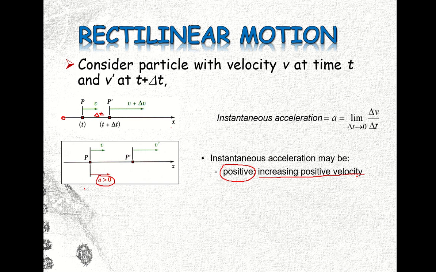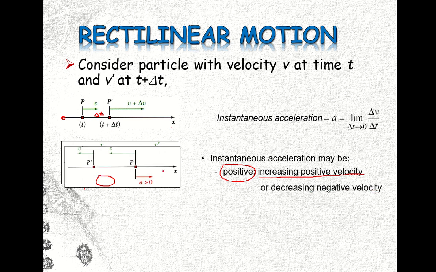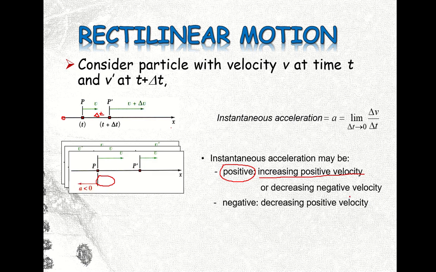Okay, so another scenario is something like this. Still our acceleration is positive, but look at the direction of the velocity. It's going to the left. Initially, it's a longer arrow, so that indicates faster velocity. And then as it moves to the next position, p prime, the velocity arrow becomes shorter, so it means it's slowing down. Okay, so this is still positive instantaneous acceleration but decreasing negative velocity.